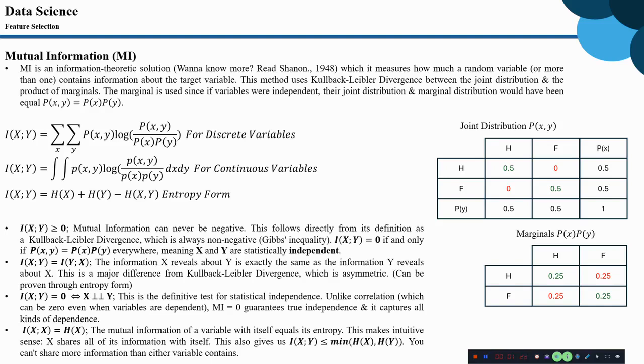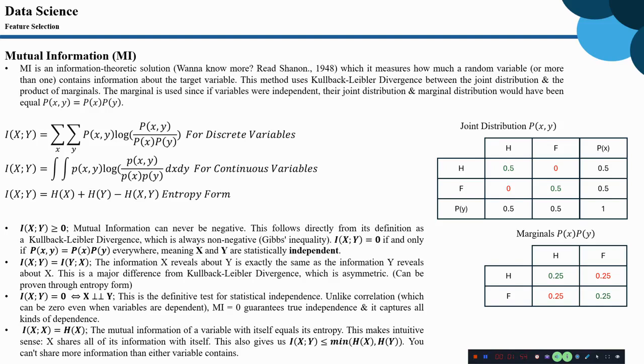So in order to solve this issue, we have to find just those variables that have a relationship with our target variable. How can we achieve this goal? The solution is using feature selection techniques. One of them is mutual information. Mutual information is an information-theoretic solution, which you can learn more about on channel 9048. Mutual information measures how much a random variable contains information about the target variable.